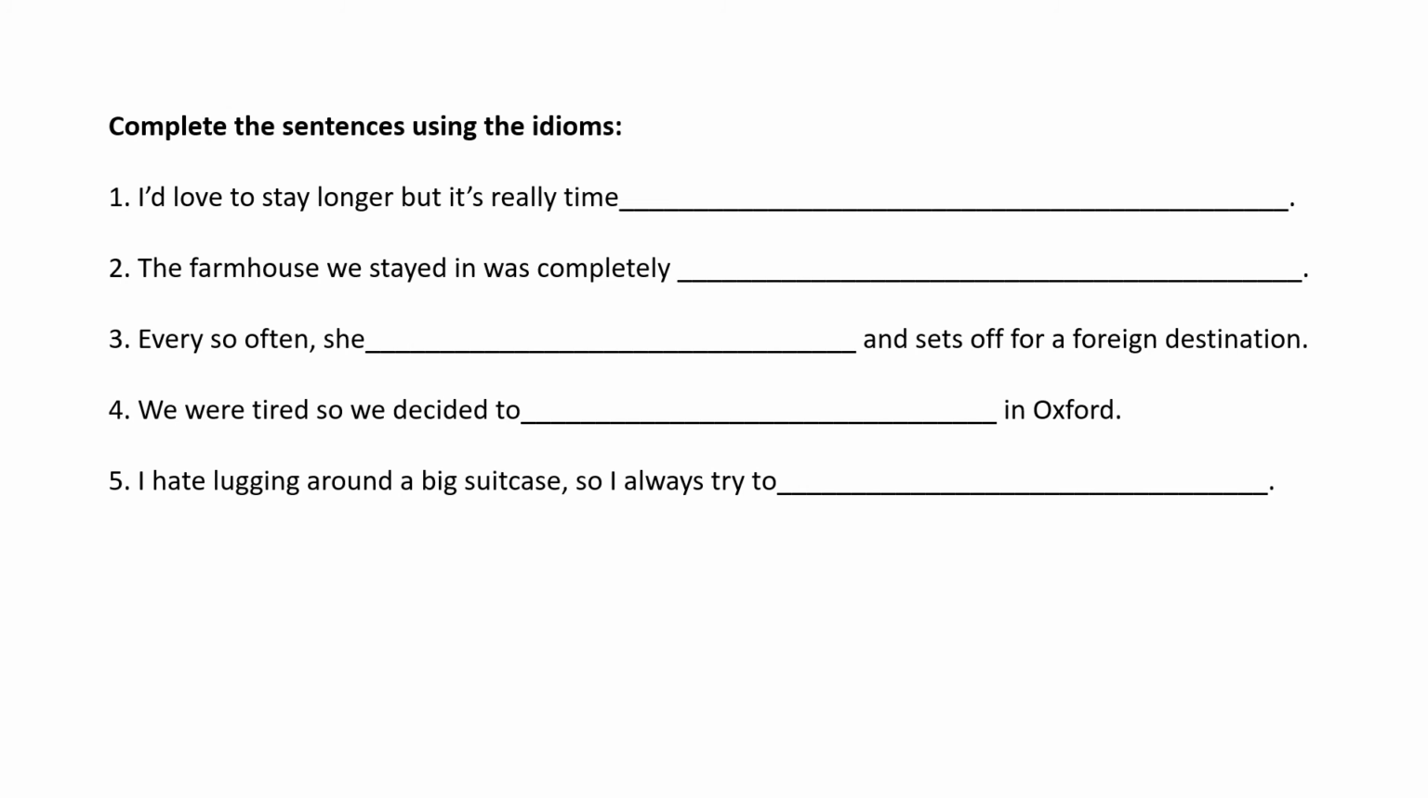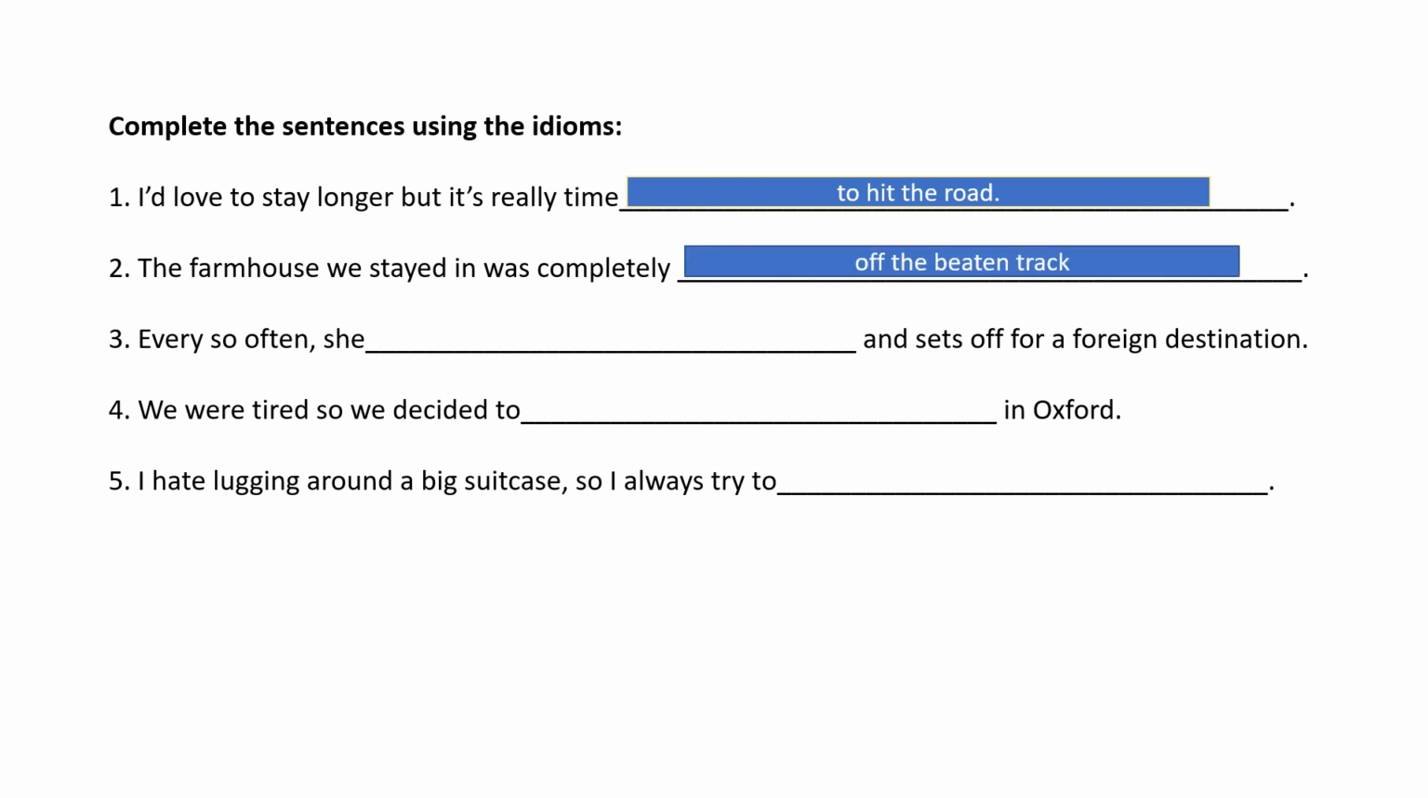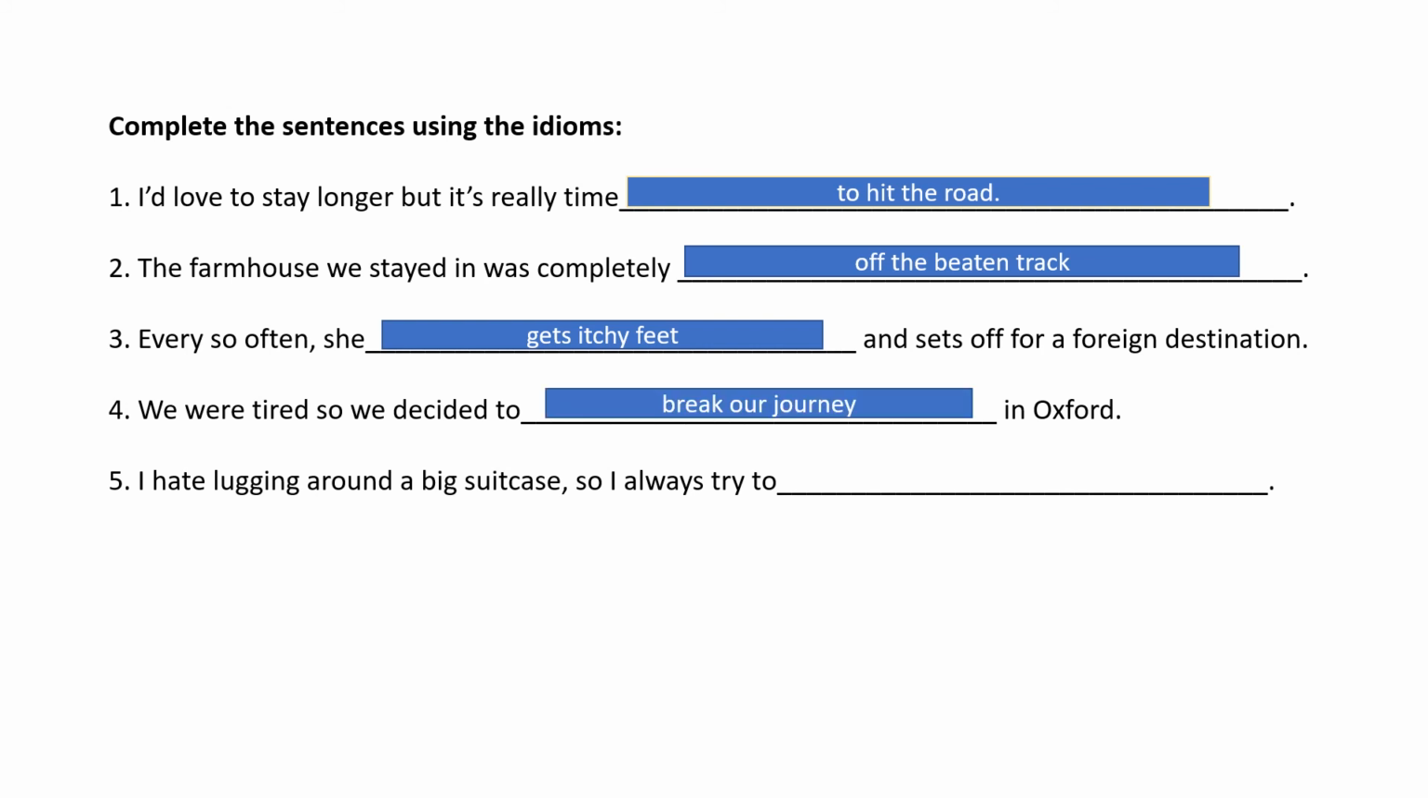Now let's check. I would love to stay longer, but it's really time to hit the road. The farmhouse we stayed in was completely off the beaten track. Every so often, she gets itchy feet and sets off for a foreign destination. We were tired, so we decided to break our journey in Oxford. And the last sentence, I hate lugging around a big suitcase, so I always try to travel light. Well done.